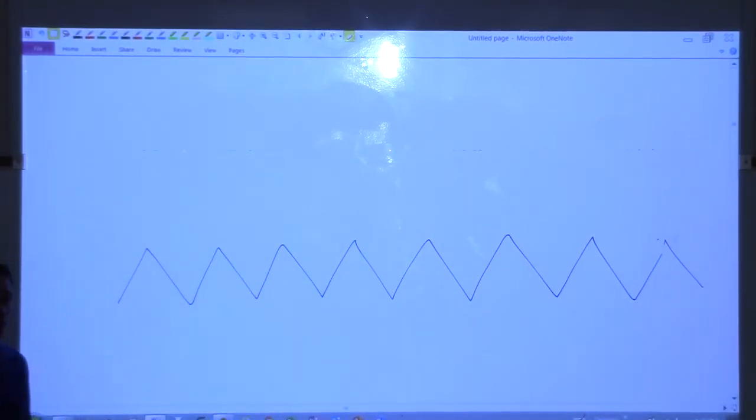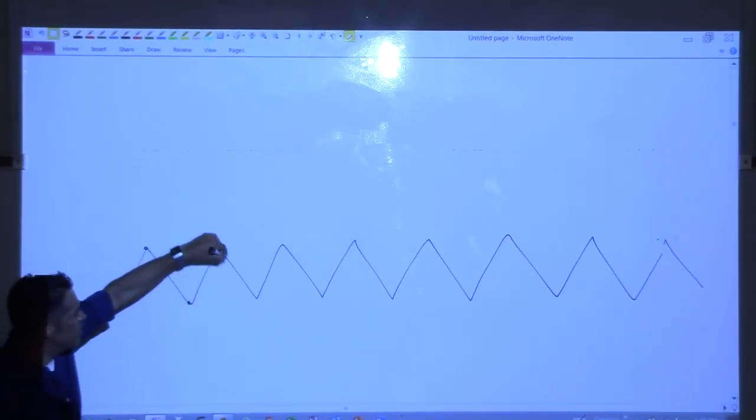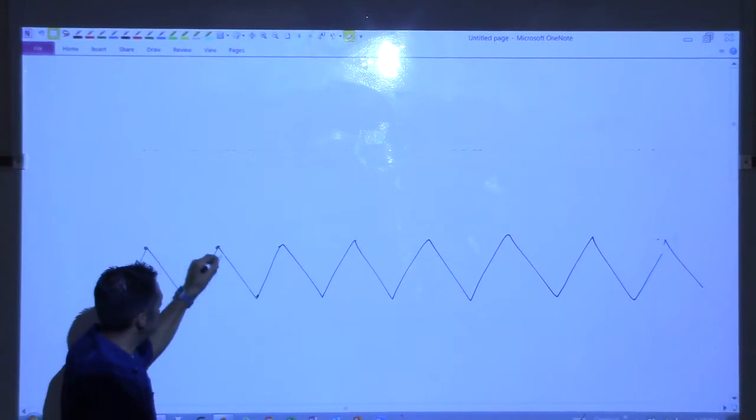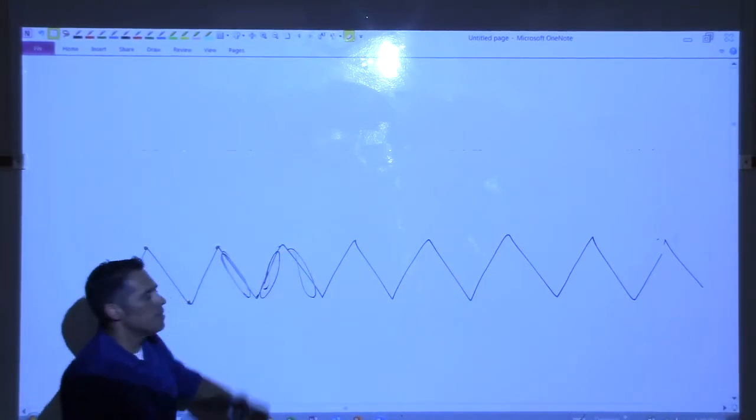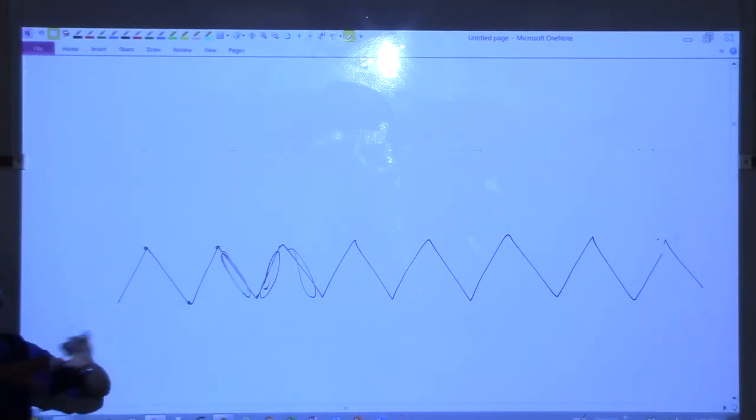Now, is it differentiable everywhere? No. There's points at which it's not differentiable, right? Now, how about in here? Is it differentiable in here? Sure. Is it differentiable in here? Yeah, sure. So there's a certain number of points where it's not differentiable.